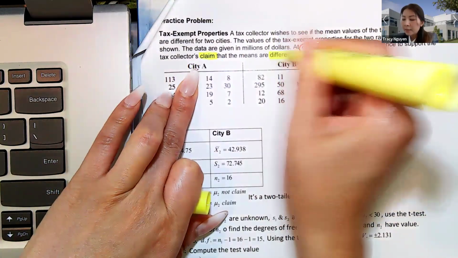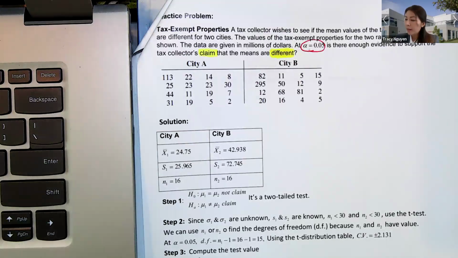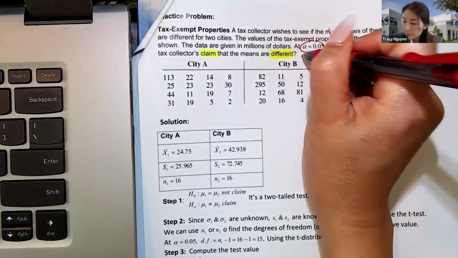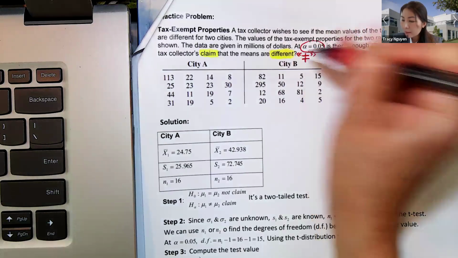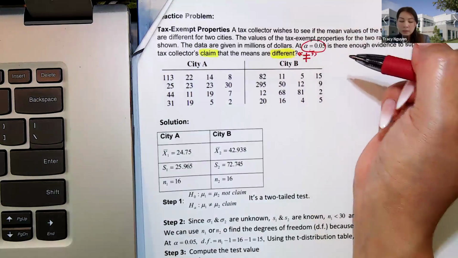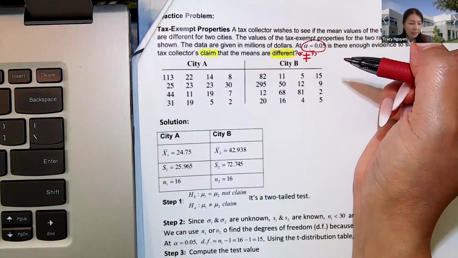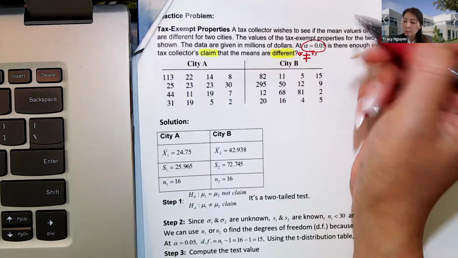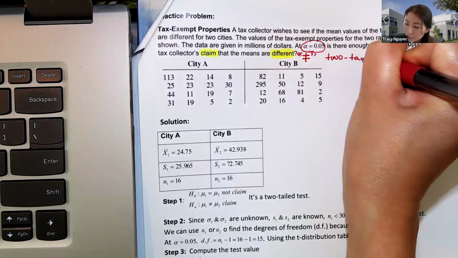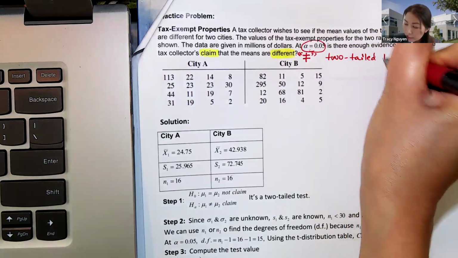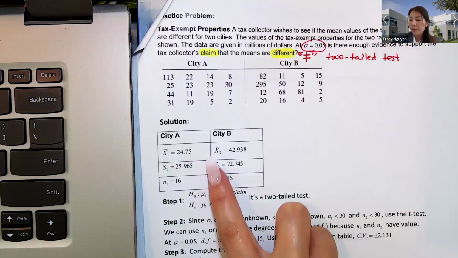And again, because of the word different, we would have a 2 tail test. Different means not the same, that's not equal. So when we write up the hypotheses, we would put the claim where we have the not equal sign. And let me write it down. 2 tail test. Okay, so next we need to get the data summary.